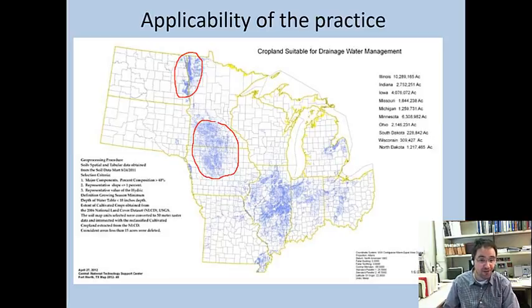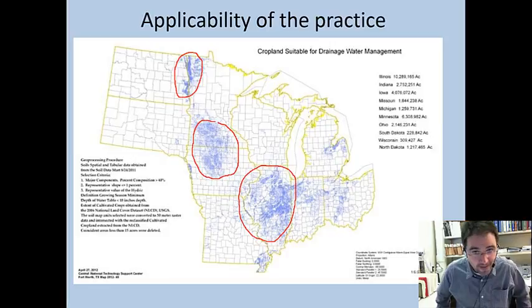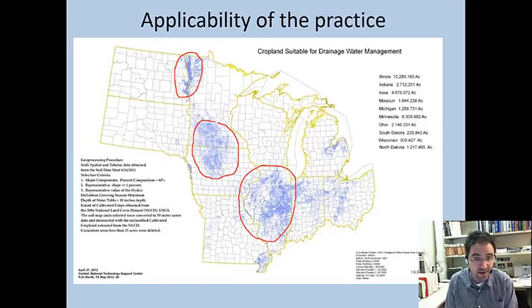Okay, as we look across the Midwest, Illinois is actually the state with the greatest acreage estimated to be suitable for drainage water management. In fact, by this estimation technique, over 10 million acres are estimated to be suitable in Illinois. And then we can see as we go into Indiana and Ohio, even up into areas of Michigan, we have some more area that is estimated to be suitable for drainage water management.